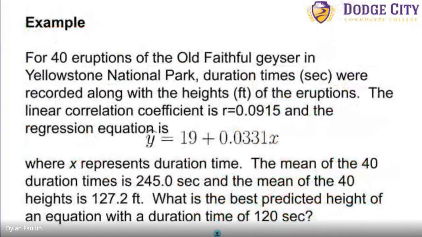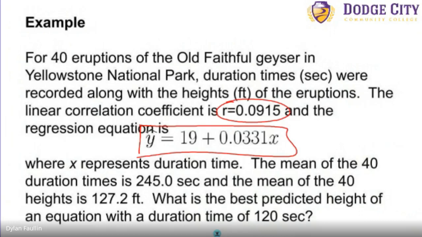All right, let's go back and look at this example. For 40 eruptions of the Old Faithful geyser in Yellowstone National Park, duration times in seconds were recorded along with the heights of the eruptions. The linear correlation coefficient is R equals 0.0915. So we don't have to do a linear t-test. They did the calculation for us. And the regression equation is given by this. They gave us the regression equation, where X represents the duration time and the Y represents the height of the eruption.